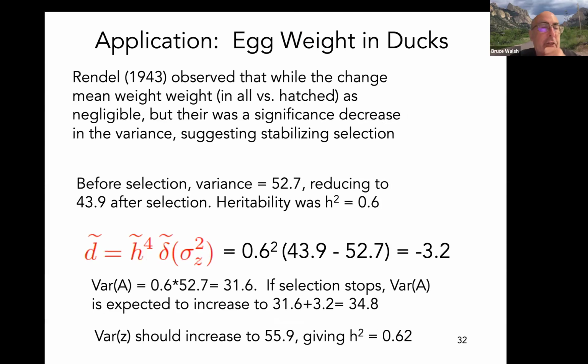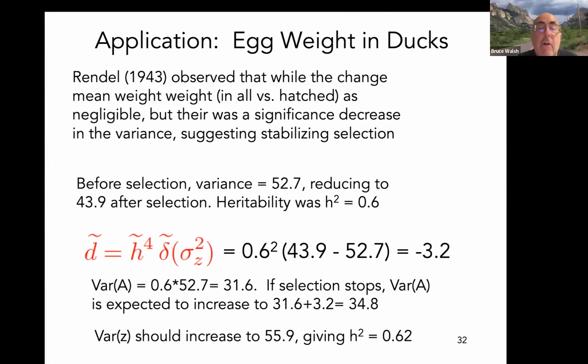So Bulmer gives this example. He looks at egg weights in ducks. You have a whole bunch of eggs in ducks, and some don't hatch. You measure the weight of all the duck eggs, and then measure the weight of the duck eggs that hatch, and the mean doesn't change at all.